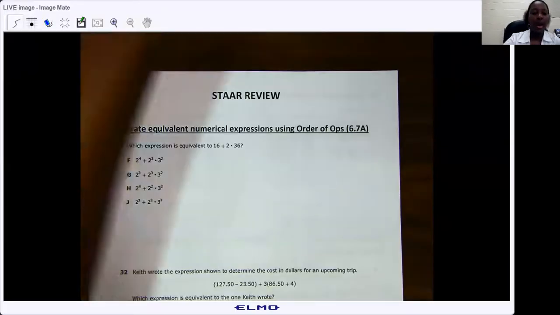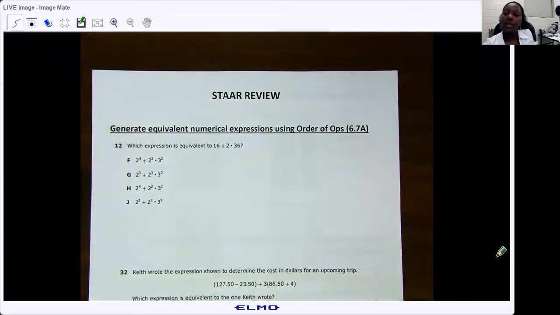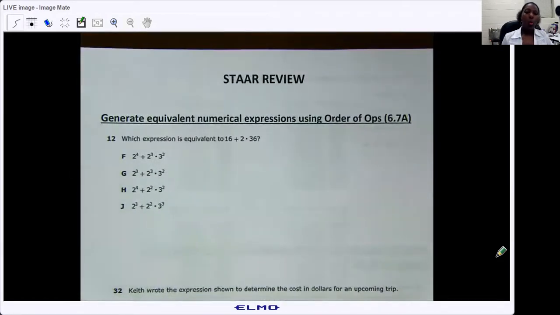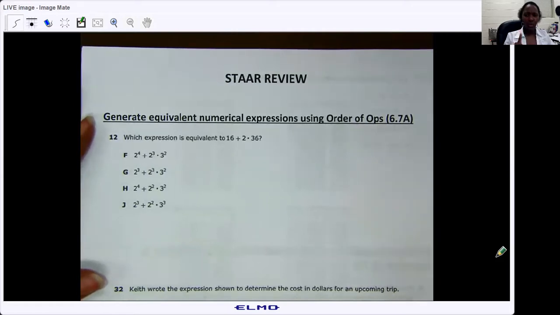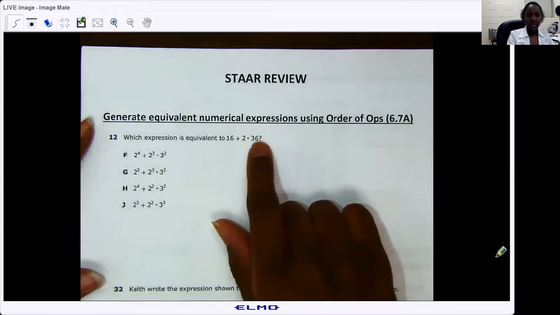All right, ladies and gentlemen, today we're going to be talking about generating equivalent numerical expressions using the order of operations. Let's take a look at our first question for today. It says, which expression is equivalent? Remember, equivalent means equal to. Equivalent to 16 plus 2 times 36.